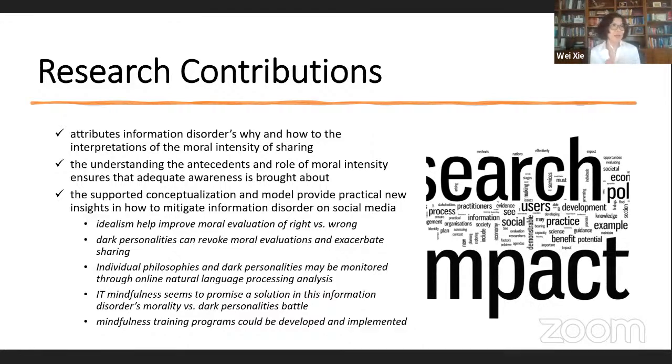For every single research you have to ask what kind of contribution it could make for other people, to build up and create another stepping stone for future research, right? Here are our research contributions. First of all, we have this morality-specific perspective, which is not widely adopted by previous research. And understanding all those individual variables, or what we call antecedents, and the role of moral intensity, can ensure that we bring adequate attention to those matters. The supported conceptual models can also support practical new insights in terms of how we can mitigate information disorder on social media.